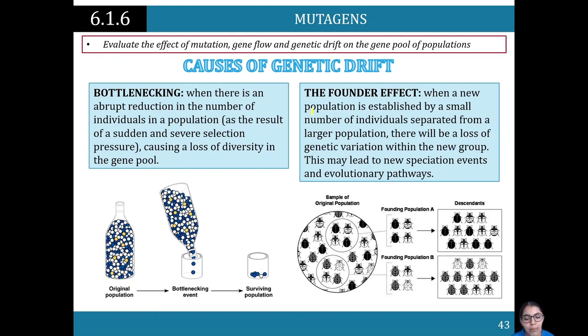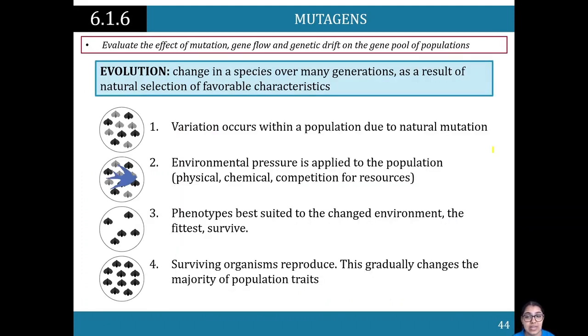So bottlenecking is a process in which there is an abrupt reduction in the number of individuals. It could be due to natural causes, a sudden severe selection pressure, and that leads to a loss of diversity. The founder effect, of course, is when a new population is established by a small number of individuals. So they separate from the main population, they establish a smaller population, and it leads to a loss of genetic variation within the new group, and it can also lead to new speciation events as well.